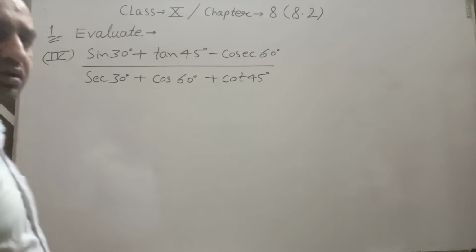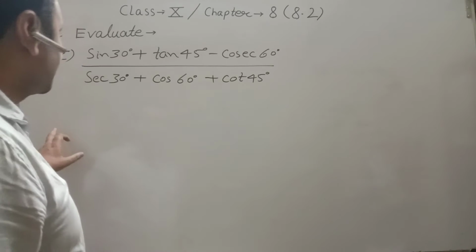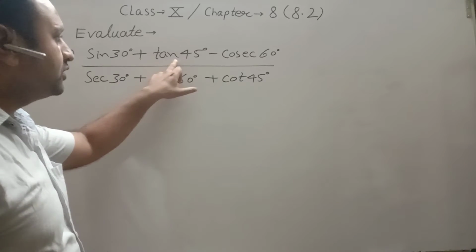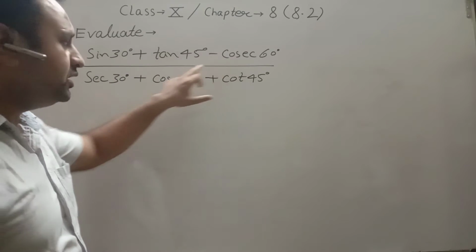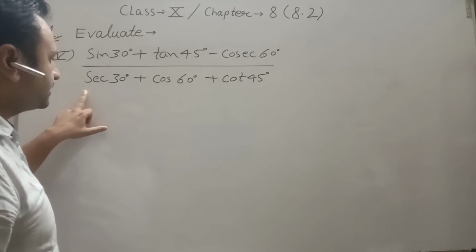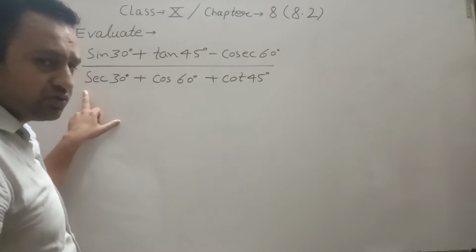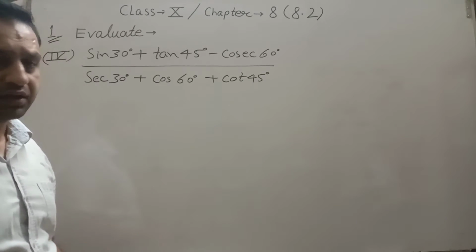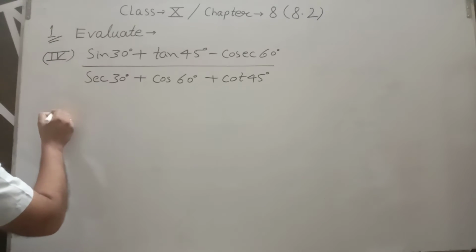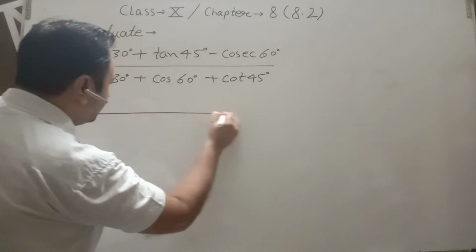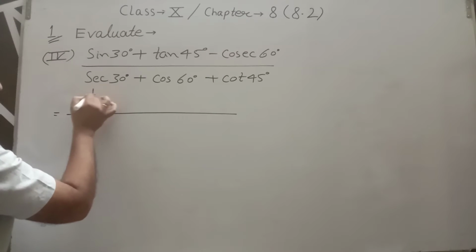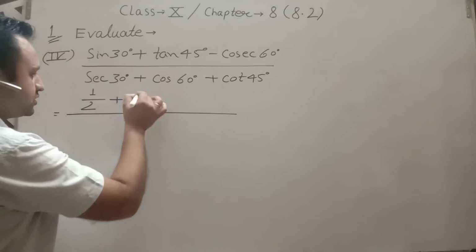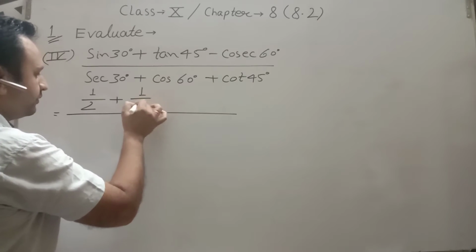Okay students, now start its fourth part. In the fourth part, the numerator is sin 30 degree plus tan 45 degree minus cosec 60 degree, and the denominator is sec 30 degree plus cos 60 degree plus cot 45 degree. Now we put the value of trigonometric ratios. The value of sin 30 degree is 1 by 2. The value of tan 45 degree is 1, and we note down it 1 upon 1.